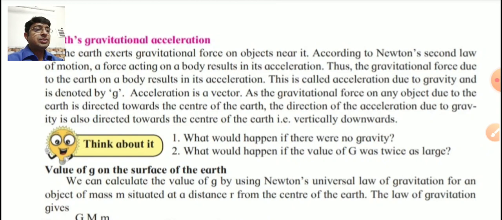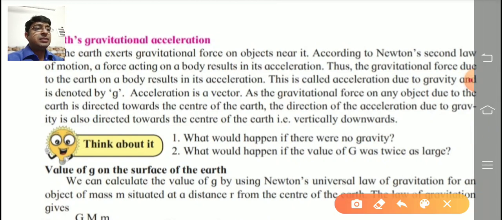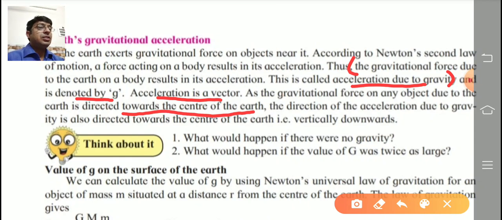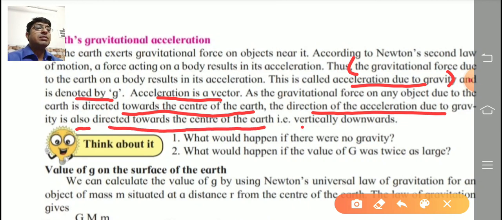All are getting? So you mark the answer from here. It's called acceleration due to gravity. It is denoted by small letter g. Acceleration is a vector quantity. As the gravitational force on any object due to the Earth is directed towards the center of the Earth, the direction of the acceleration due to gravity is also directed towards the center of the Earth, that is, vertically downward.